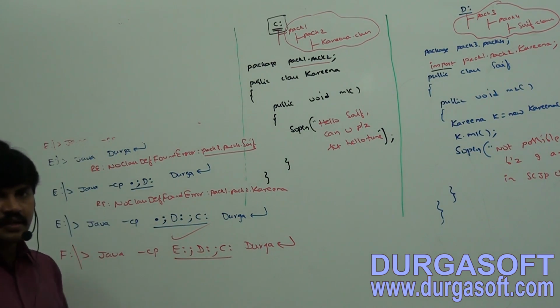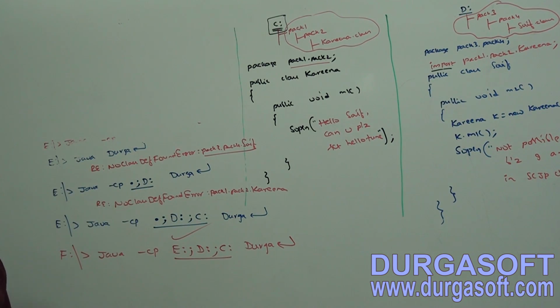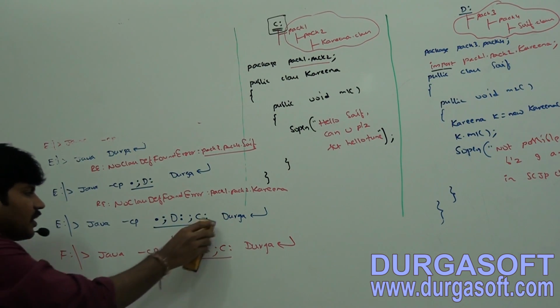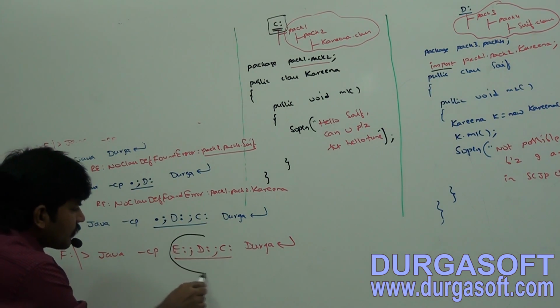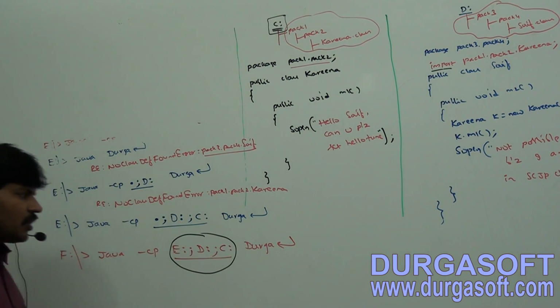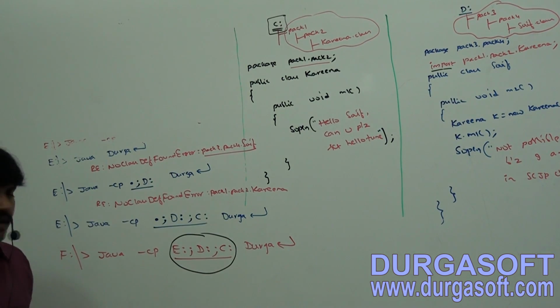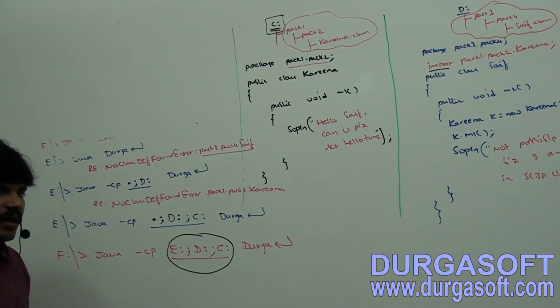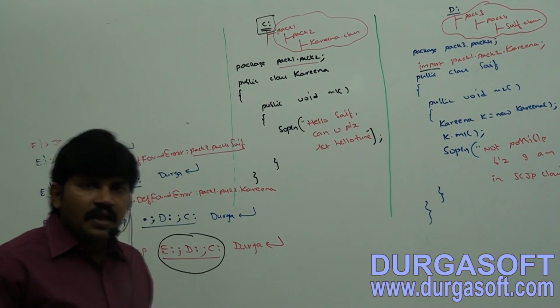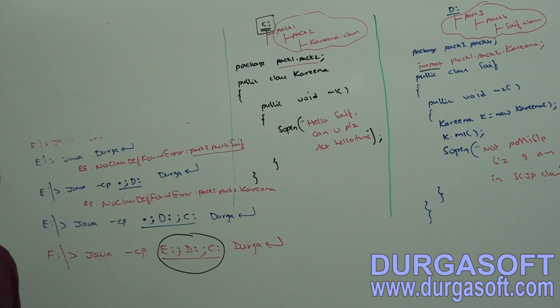That's all. Are you getting? Next, the third point here, which I didn't cover: class path E colon semicolon D colon semicolon C colon. Sir, in the class path, is the order of locations important or not important?